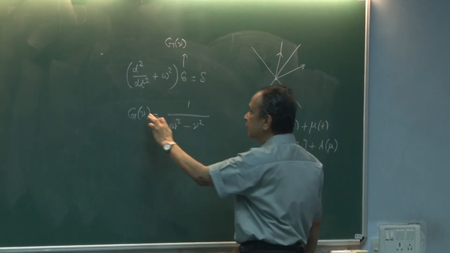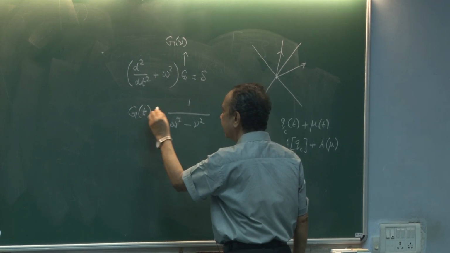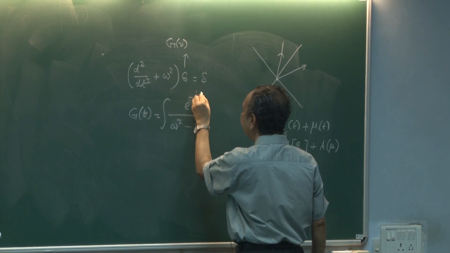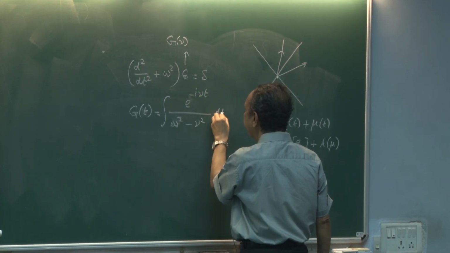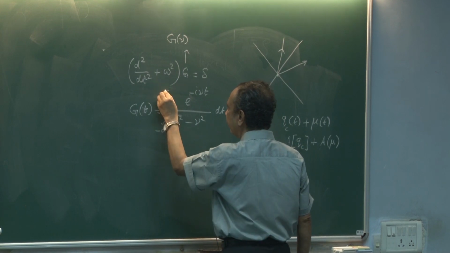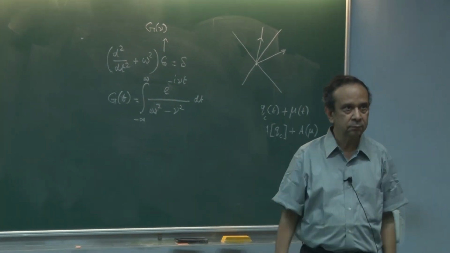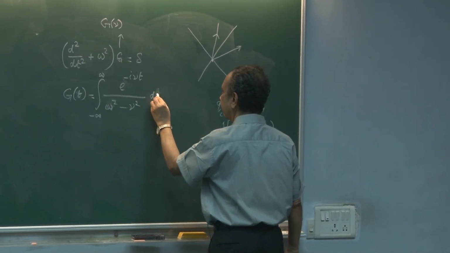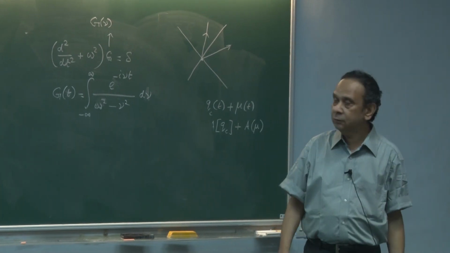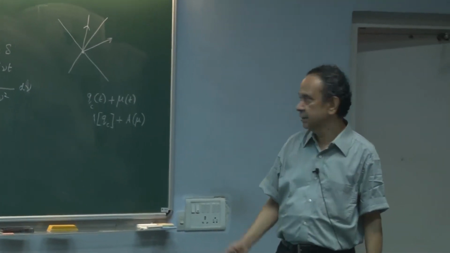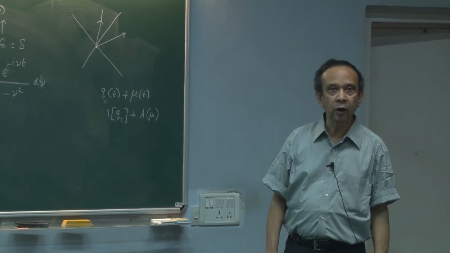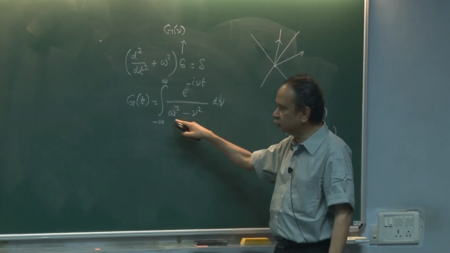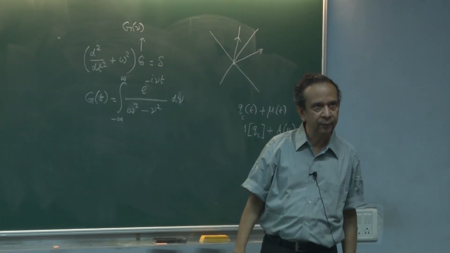So, if you want a Green's function g of t, that is another Fourier transform back, something like e to the minus I nu t d nu, from minus infinity to plus infinity. So, we have solved the problem. Of course not. This integral does not exist. This integral says integrate over nu along the real line, and when nu hits omega, it blows up. So, it does not exist.